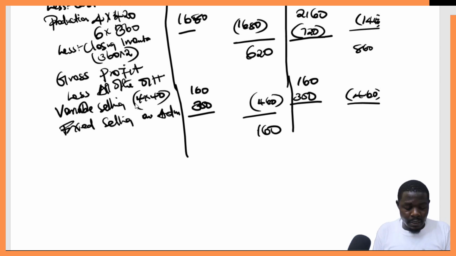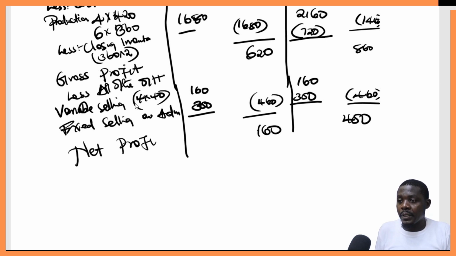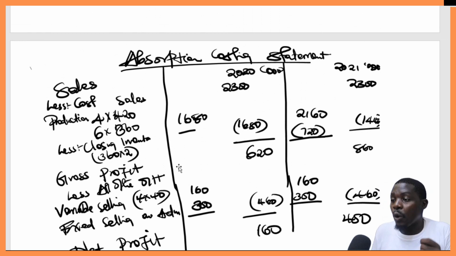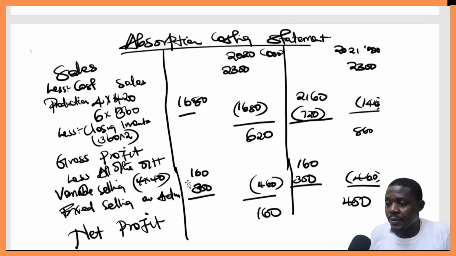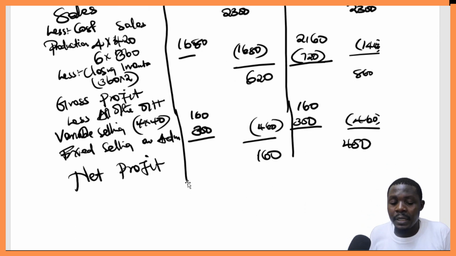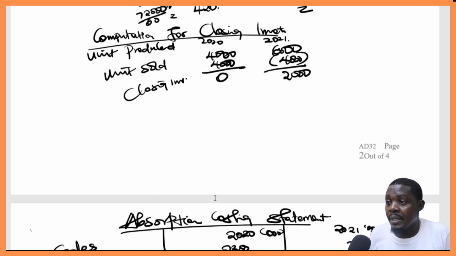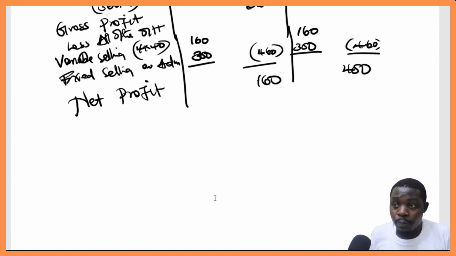Then 860 minus 460, you have a profit of 400. This is a net profit under absorption costing. Since it is absorption costing, we combined the total cost. We are not separating the fixed cost from the variable cost. We just use both the fixed and the variable cost. To do that, you scoop the entire 10 marks for part B.